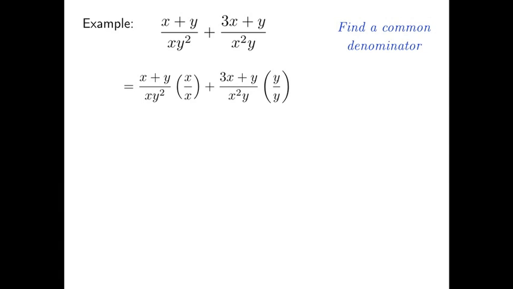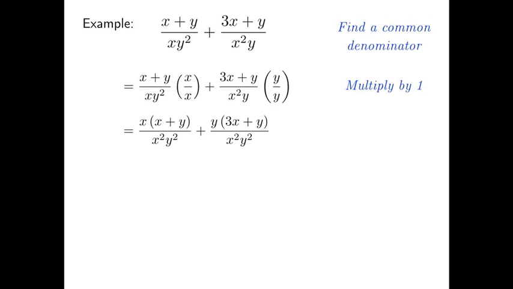Let's look at another example. x plus y over xy squared, plus 3x plus y over x squared y. Again, we're going to find a common denominator. In this case, the common denominator will be x squared times y squared. So the first term is missing an x in the denominator, so we'll multiply by x over x. The second term is missing a y in the denominator, so we'll multiply by y over y. Remember, we're still multiplying by 1.